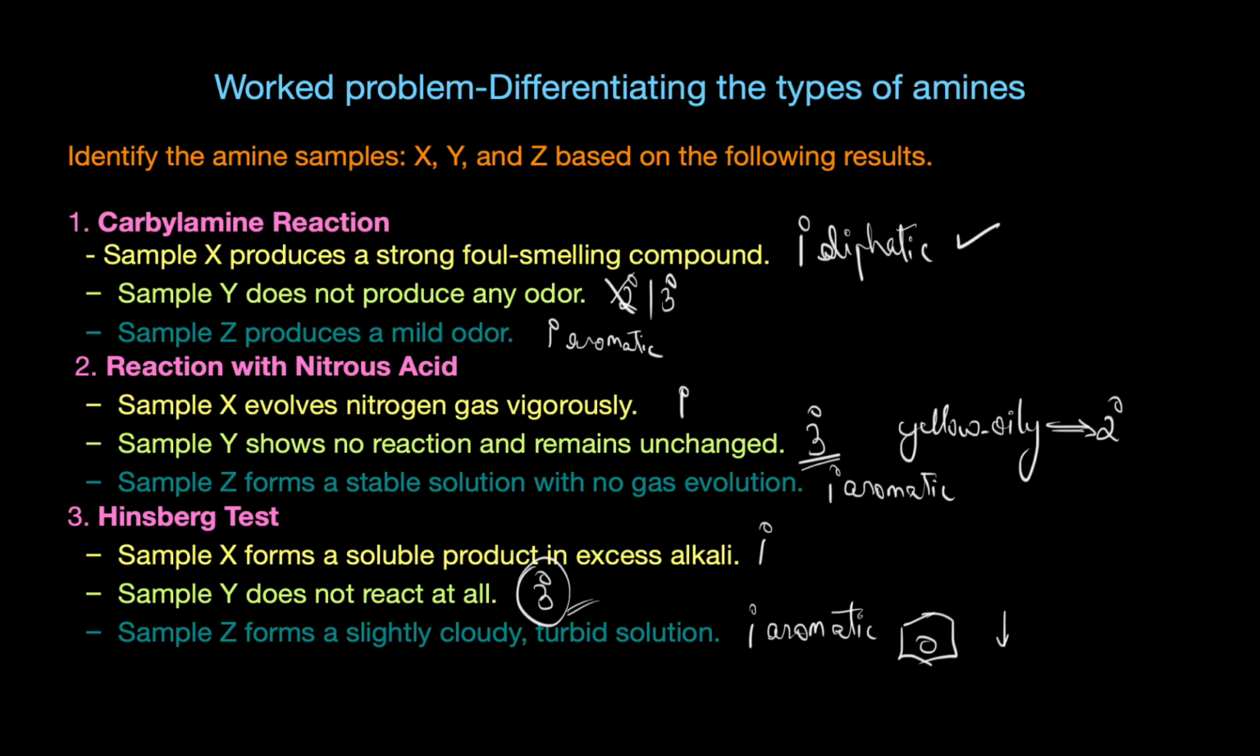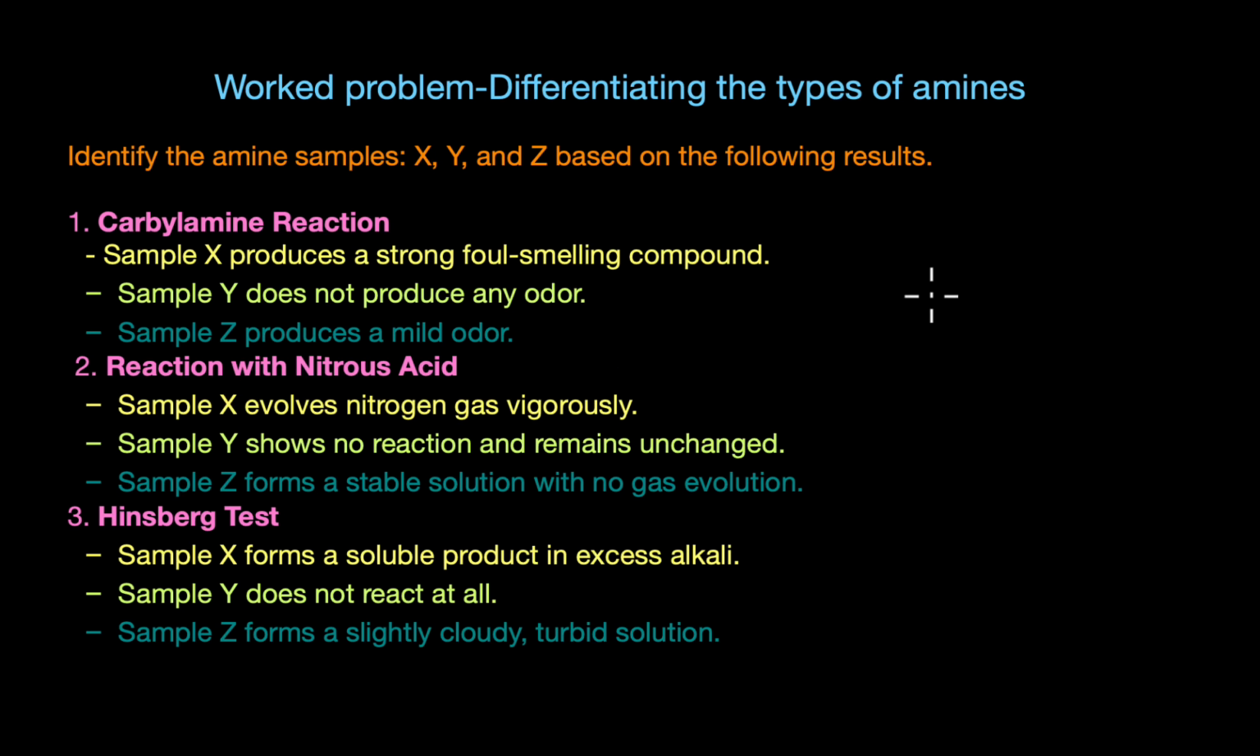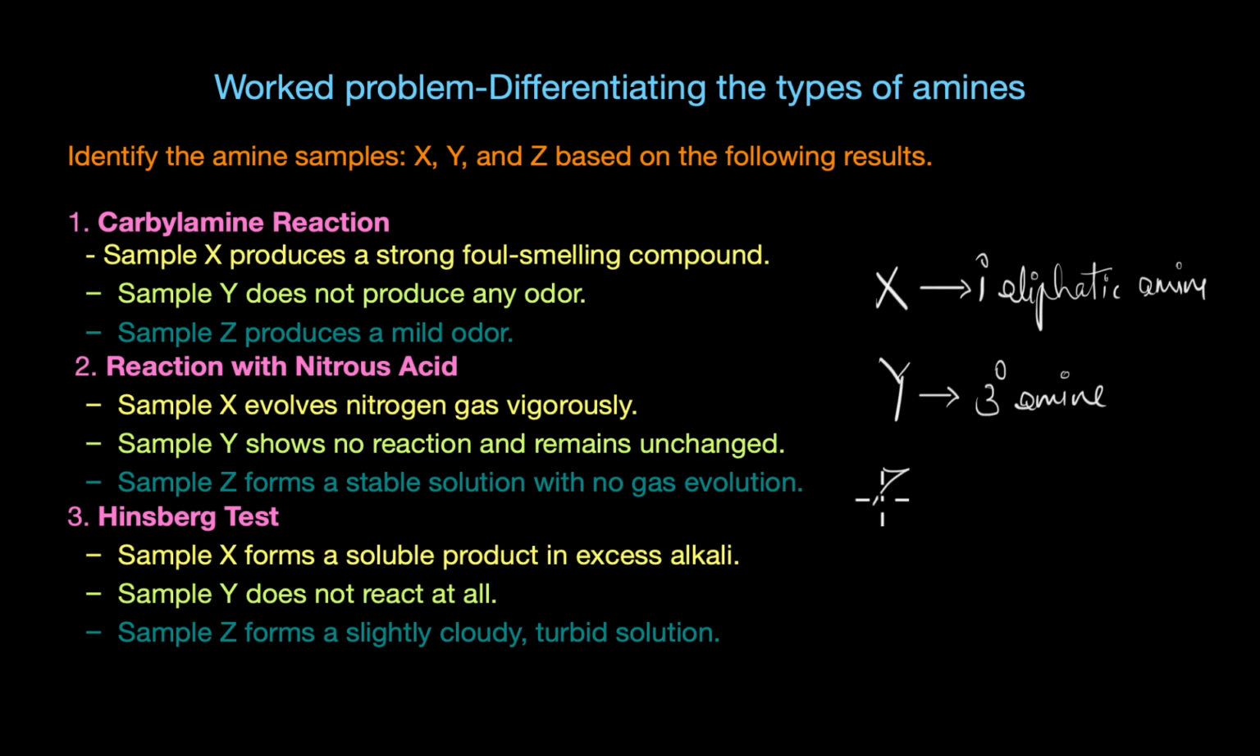So what do we conclude from this? We can conclude that X is a primary aliphatic amine, Y is a tertiary amine, and Z is most likely a primary aromatic amine. Now we can perform an azo-coupling reaction to be absolutely sure, but don't worry about it. You will learn about it in detail in the subsequent videos. But for now, these seem to be our conclusions.